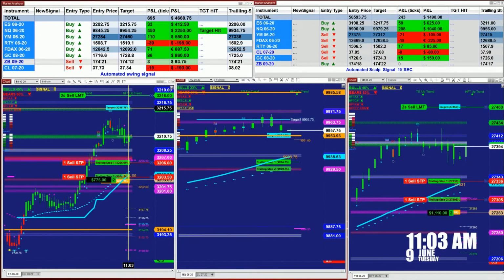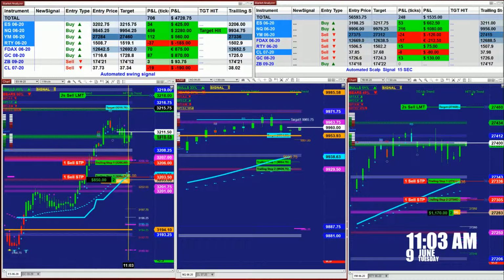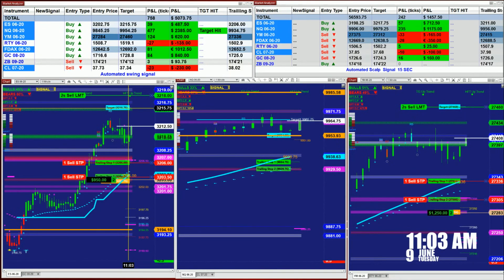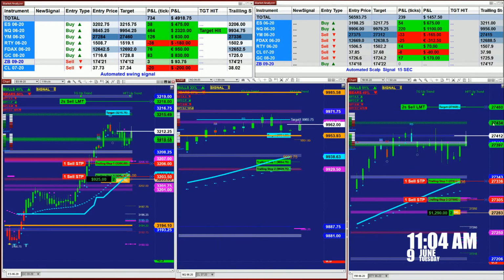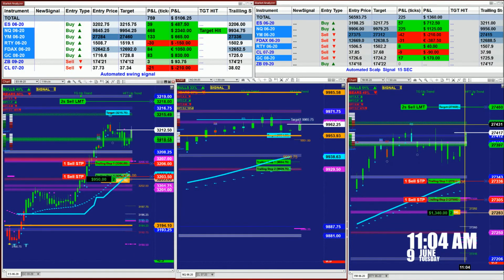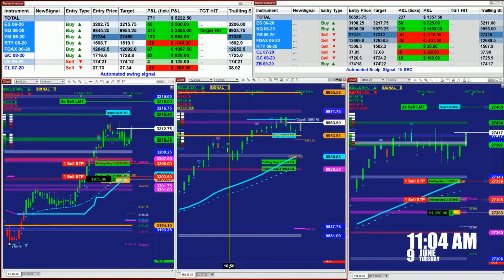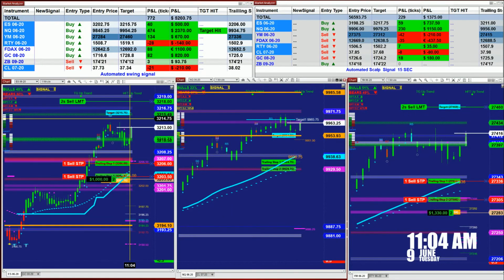So that's all we have for today, guys. I'm going to leave it running to see if this ES is going to hit the 3215.75. As we see from the market analyzer, we are still around 773 ticks into the profit. On the scalper, we have 241 ticks into the profit. And you can see when the ES starts going up, the YM starts going up with it. And the Nasdaq is not going to go any further than that until we see the critical.